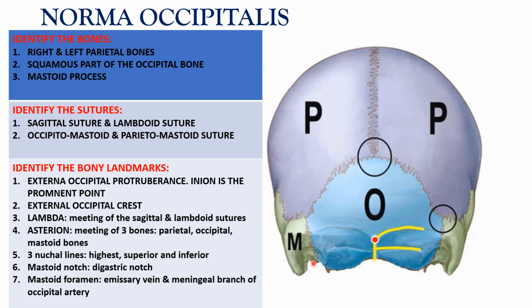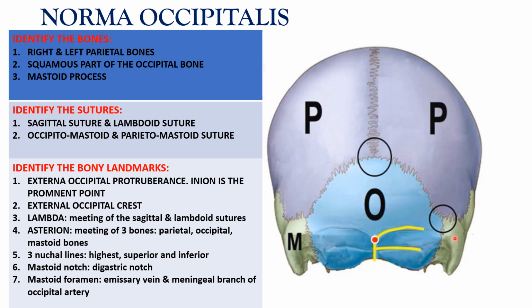All right. Then we have the mastoid foramen. If you look closely, there's a very small foramen here, not too clear. It transmits the emissary vein and the middle meningeal branch of the occipital artery.